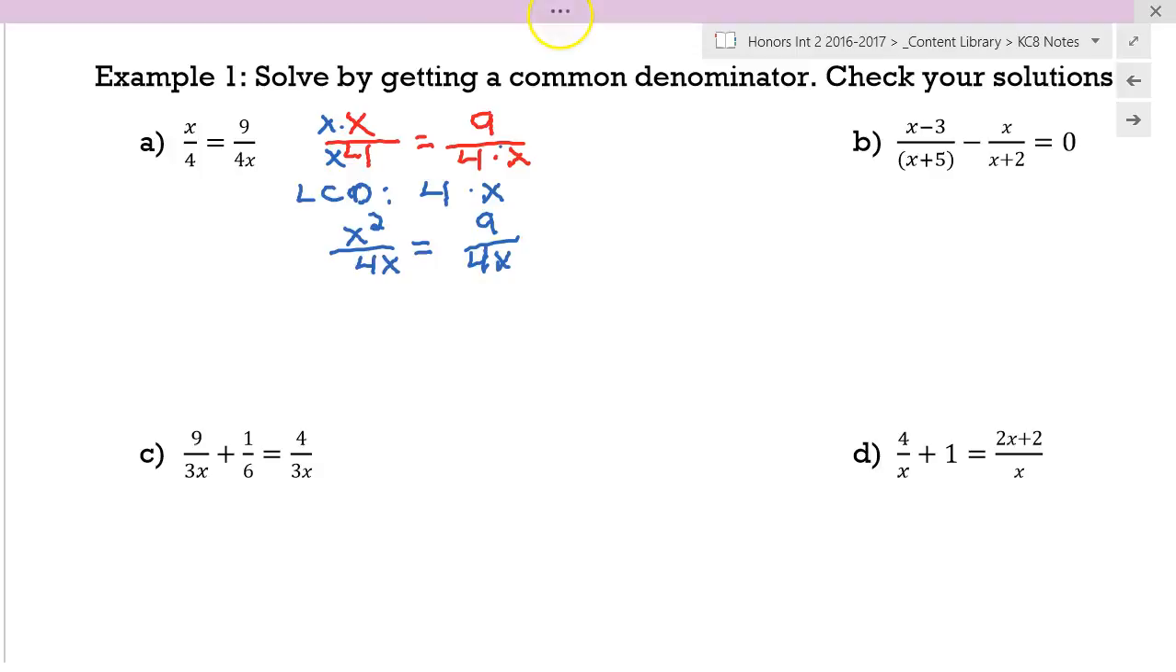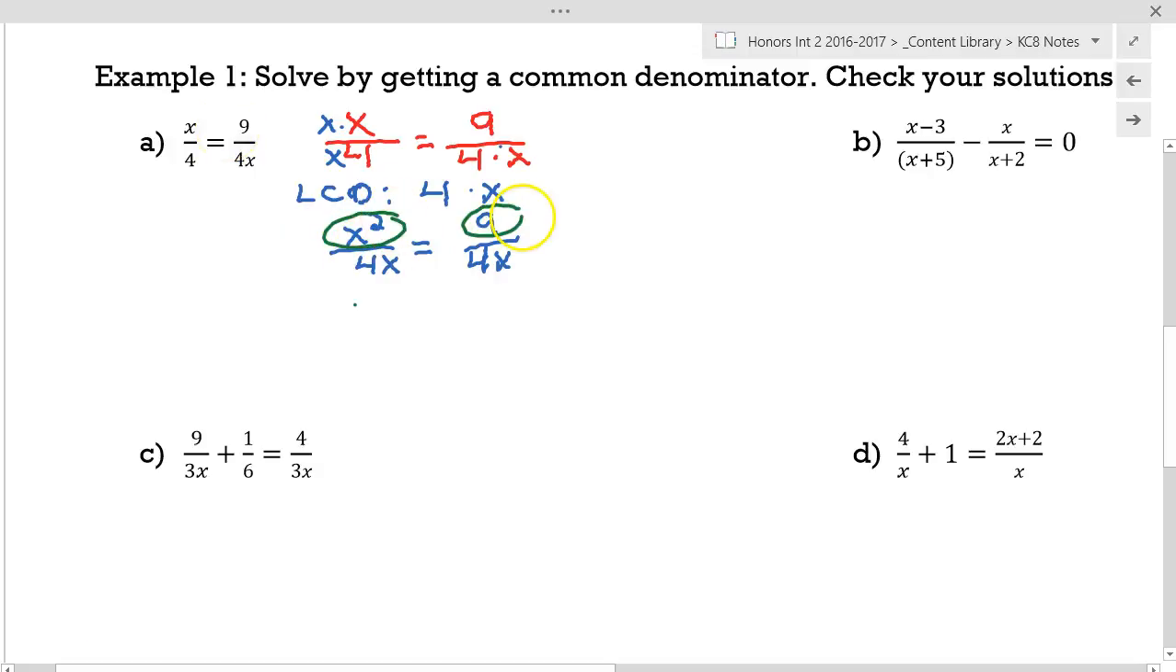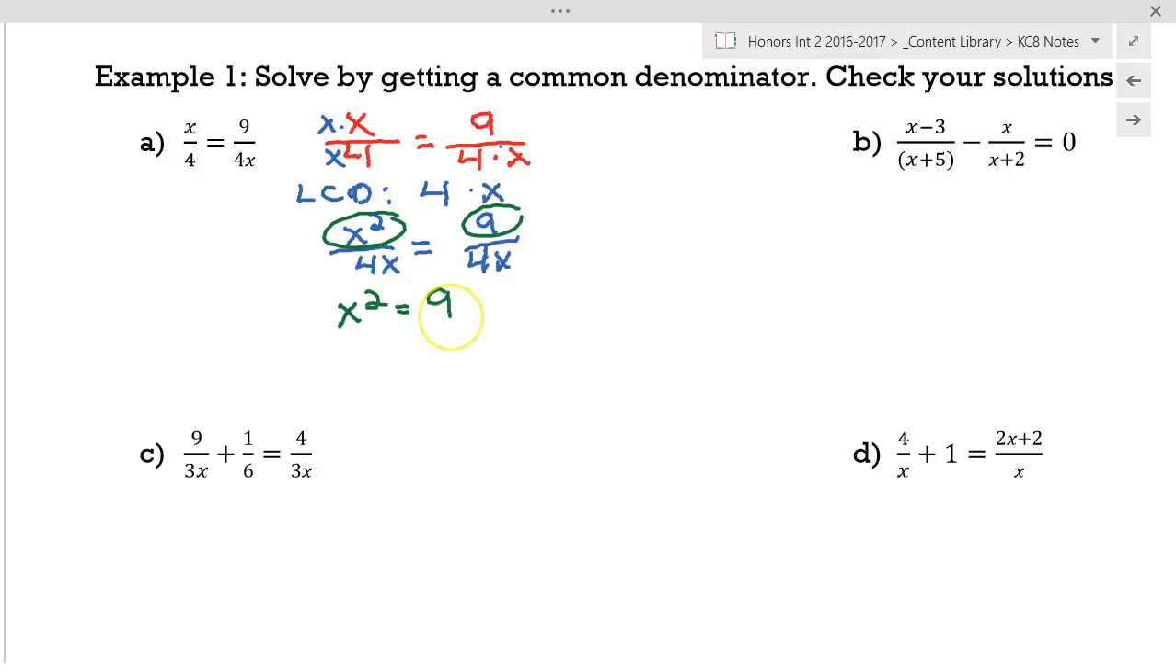Now, once I have a common denominator, I drop it. I get rid of it. I only care about my numerators. So x squared equals 9. Once you do that, you're just solving. It might be a linear equation, so no squares, or it might be a quadratic where you have to factor, but then it's just solving. This is x squared equals 9, so I'm going to take the square root of both sides. I get x equals, the square root of 9 is both positive and negative 3. Remember, when you take a square root it gives you both a positive and a negative solution.